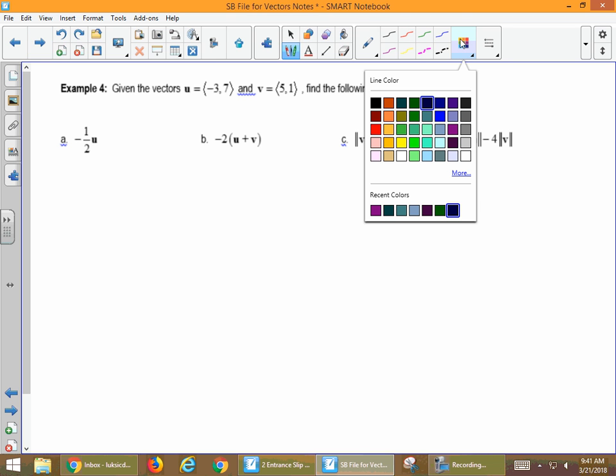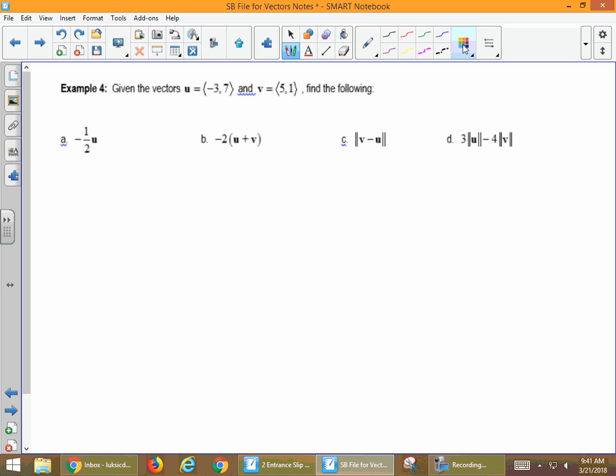Okay, so let's work through each little example. So -1/2 times u. U is -3, 7. So the first thing I always do is just write out the problem. And then you're going to distribute in the -1/2.